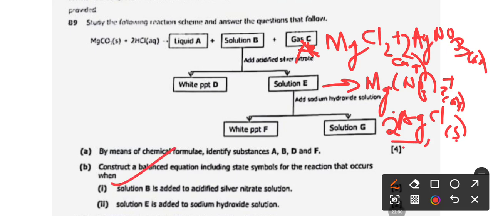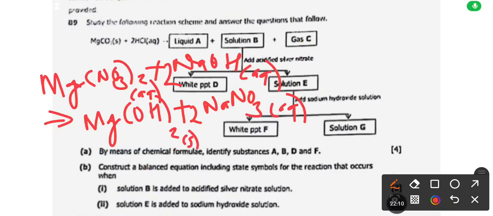The second part says solution E is added to sodium hydroxide solution. For the second part of the question, the reaction is this. Magnesium nitrate reacts with the sodium hydroxide solution, forming magnesium hydroxide, which is the white precipitate F, plus sodium nitrate solution, which is the solution G.